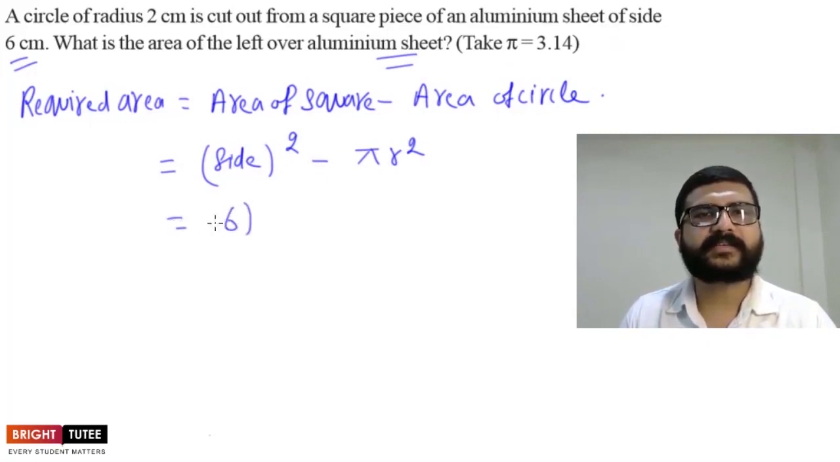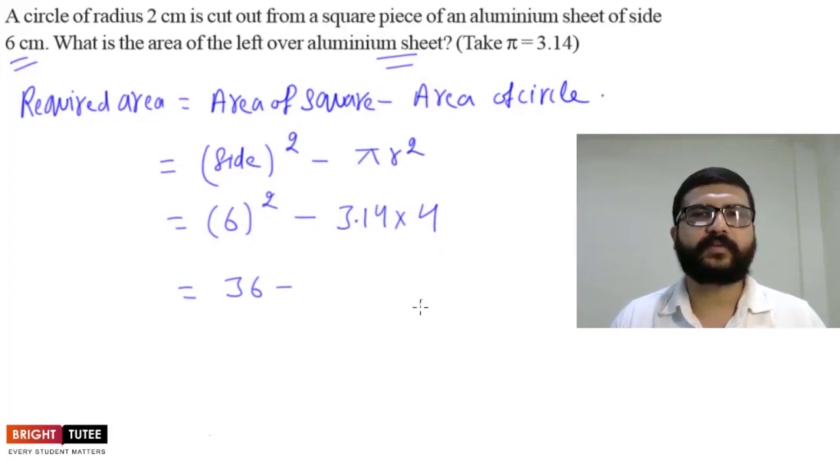So it will be 6 square minus pi r square, and the value of pi we have to take as 3.14. So it will be 3.14 into r square, and r square means 2 square, which is 4. So it is 3.14 into 4. Now by simplifying this, 6 square is 36 minus 3.14 into 4.